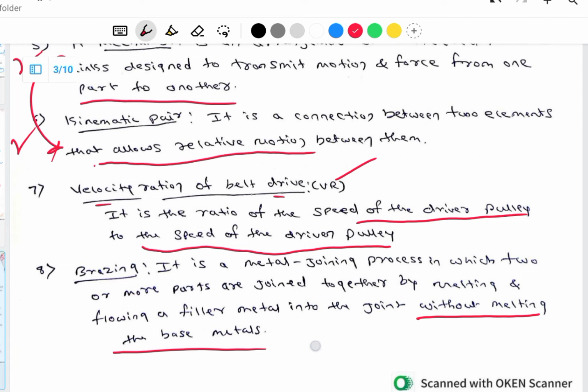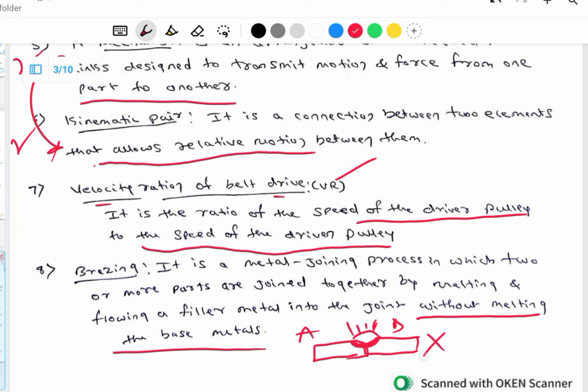And the next part is brazing. Brazing is a joining process. Yes, it is similar to welding, but here there will be no arc production. You are joining two or more materials without melting the base metal. In welding, what happens when you want to weld these two parts A and B? When you produce the arc over here, it will also melt the base material.